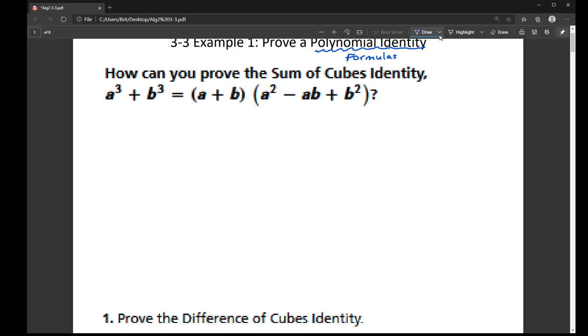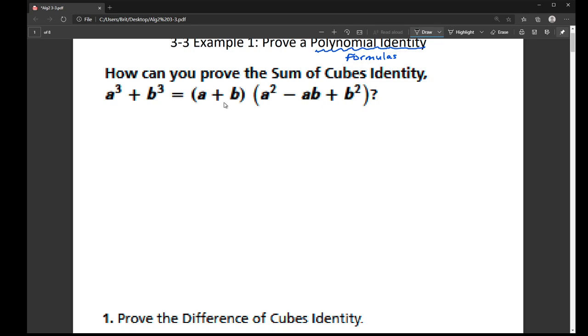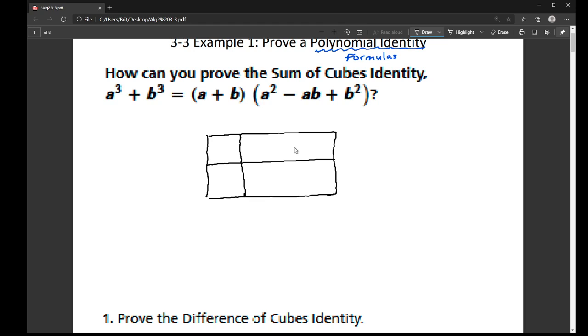So in order to prove it, what I'm actually going to do is simplify this right-hand side. I'm going to multiply those together, and I'm going to see if we just get the a cubed plus b cubed there. So when I go to do this, I'm actually going to multiply using the box method, but you can multiply using foiling as well if you want to. It doesn't really matter which one you choose. I like the box method because it keeps things fairly well organized. Honestly.